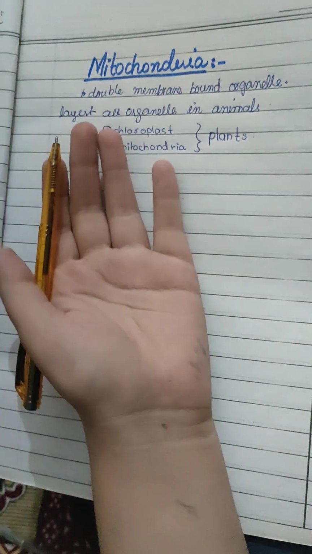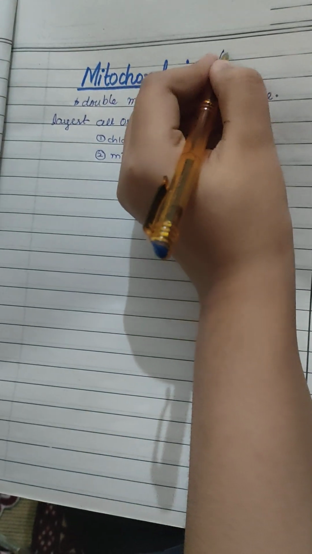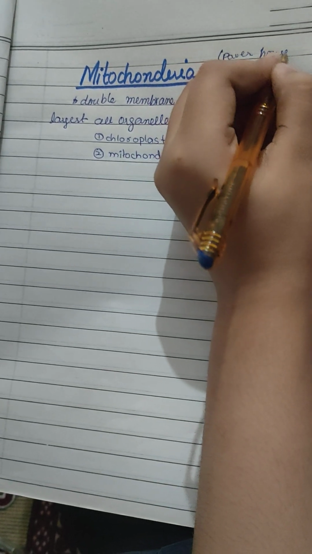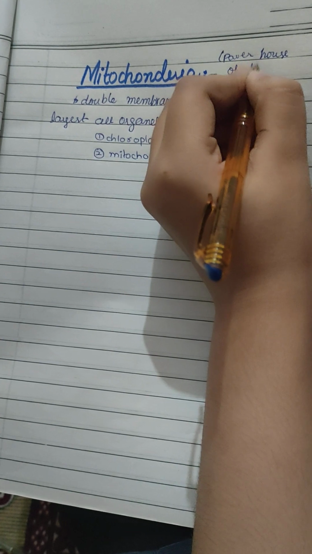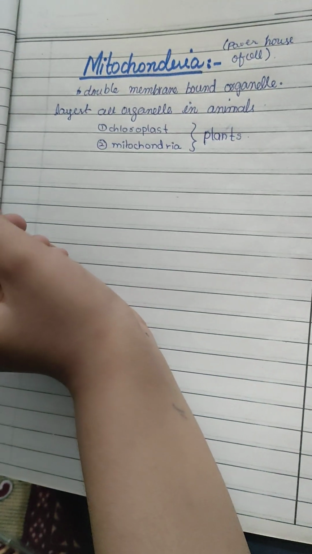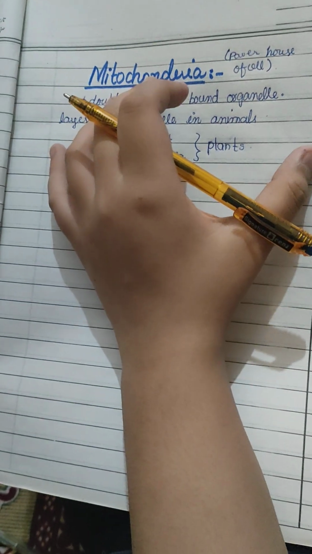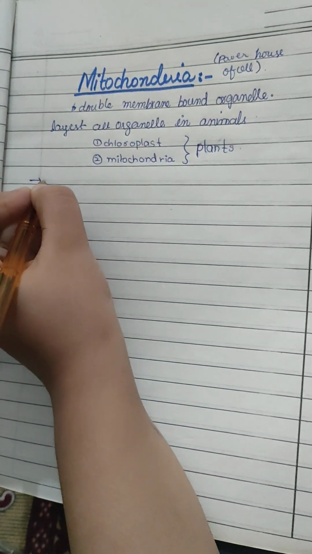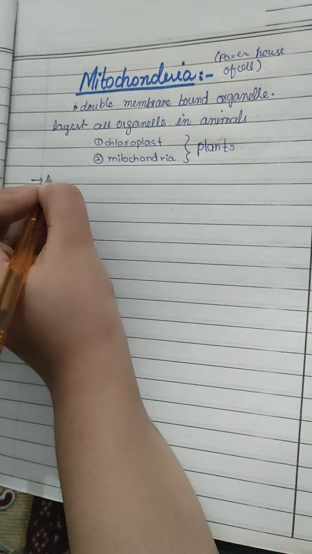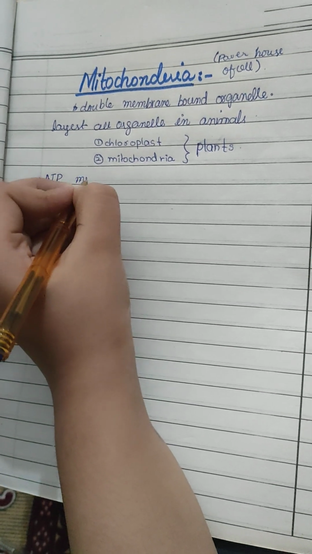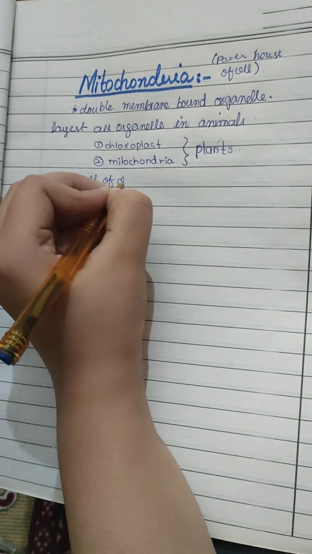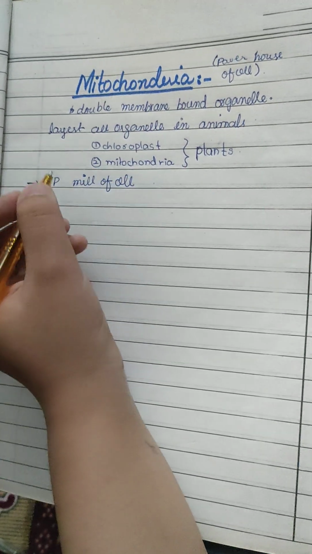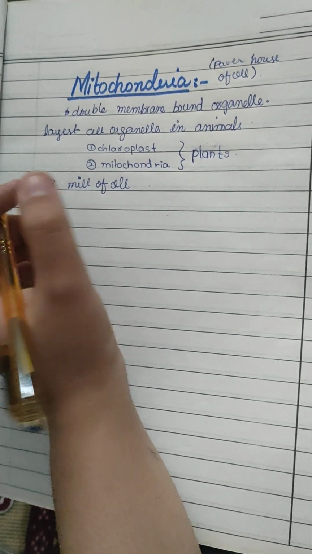Now mitochondria is also known as powerhouse of cell. Powerhouse of cell, or mitochondria is known as ATP mill of cell because it produces the energy ATP, so it is also known as ATP mill of cells. Fine. Now we're gonna see the mitochondria.